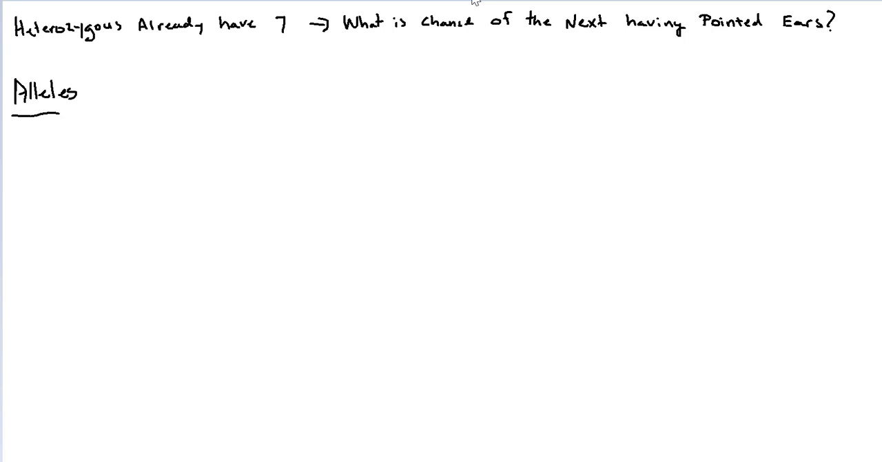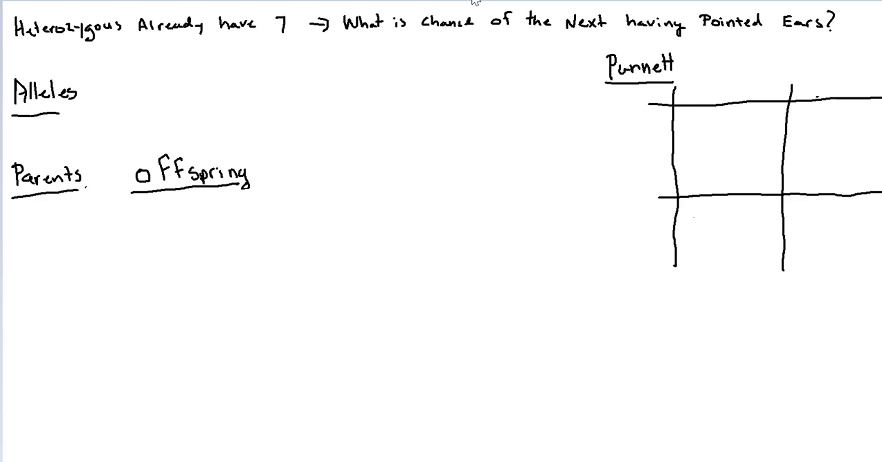Once again, with our questions, figure out our alleles. Figure out parents and offspring. The question might give you one of those, might give you both of those, might give you just a little bit of information on each, but see what you've got. Once you've got that information, though, you should be able to make your Punnett square. After that's done, then we answer the question. So let's begin with our alleles.